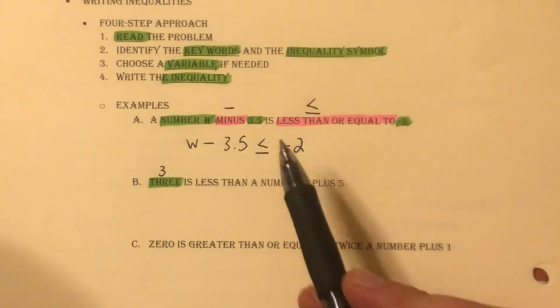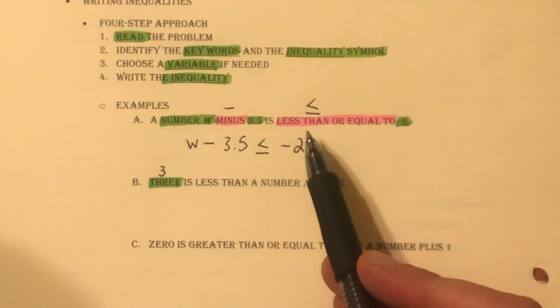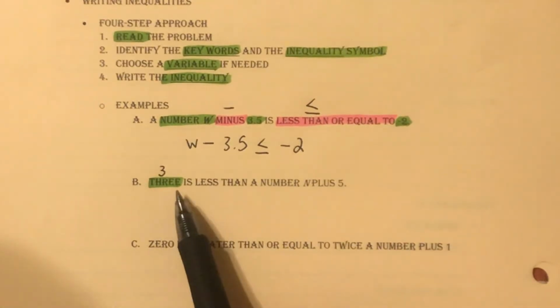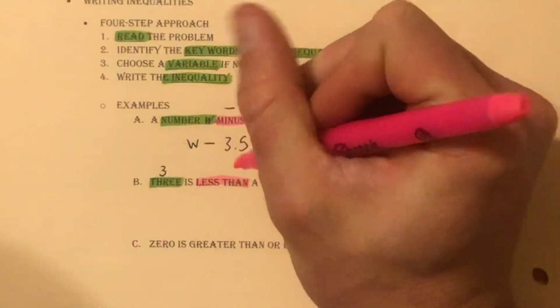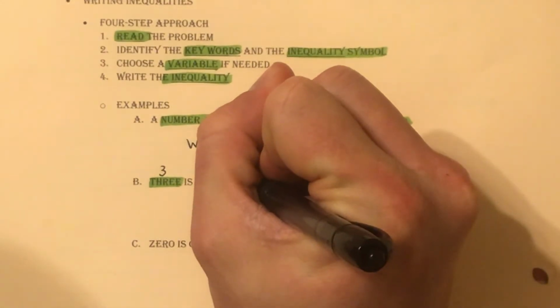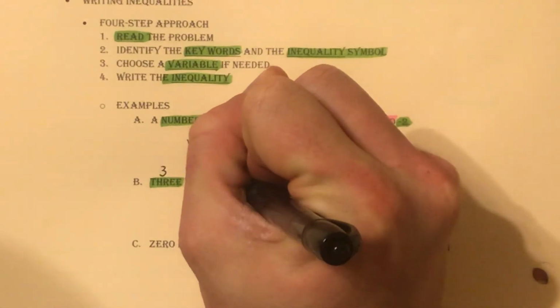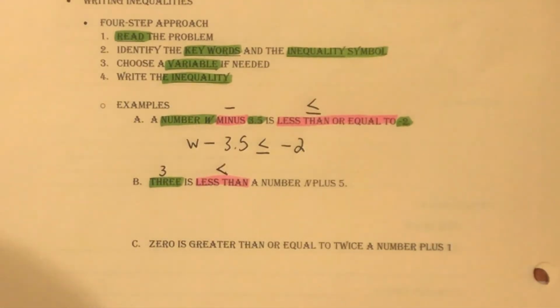As you saw in example A, same thing. 3.5 is, and then there was our inequality symbol. Same thing right here. 3 is less than. So there's my inequality symbol. And with less than, I know that the symbol is going to open away from it. It's going to point towards the 3, but open away from it, because opening away from it means the other side is greater. So then it says is less than.